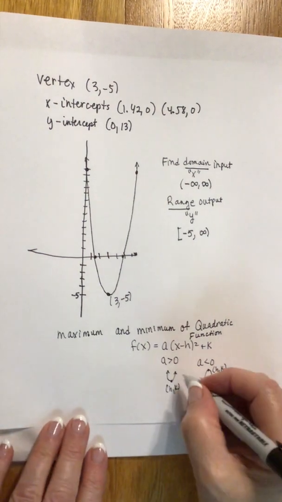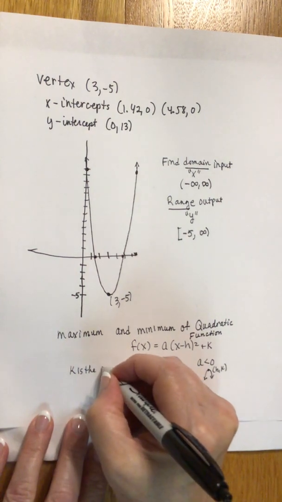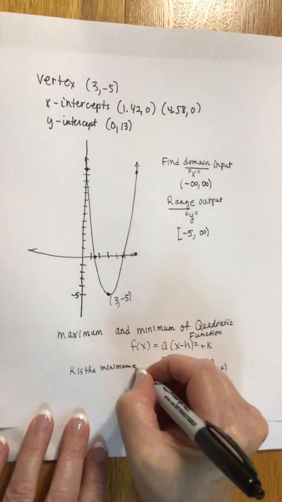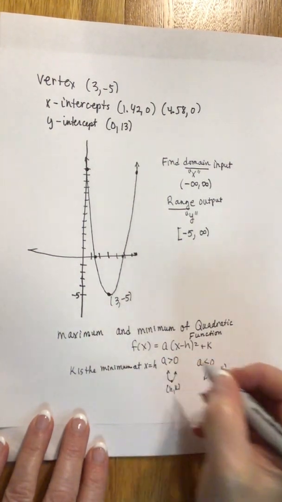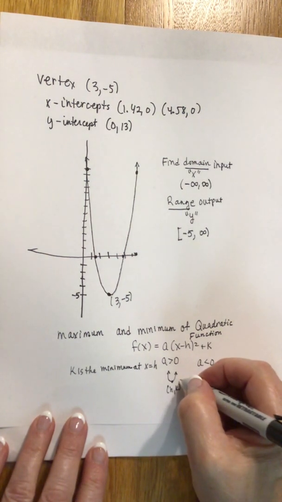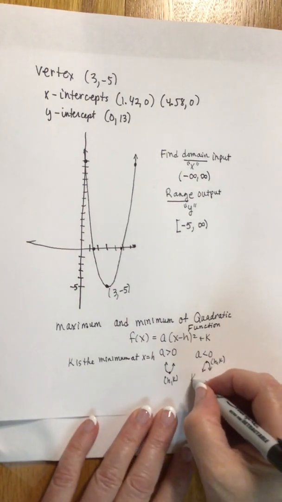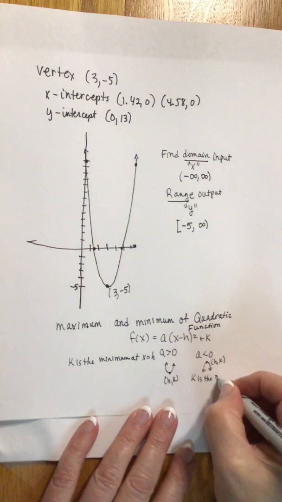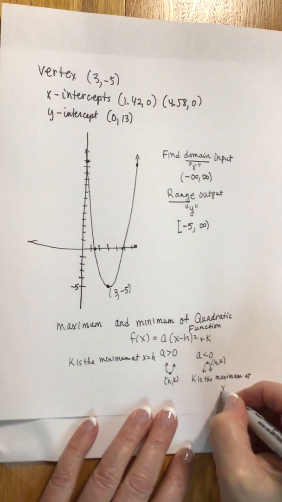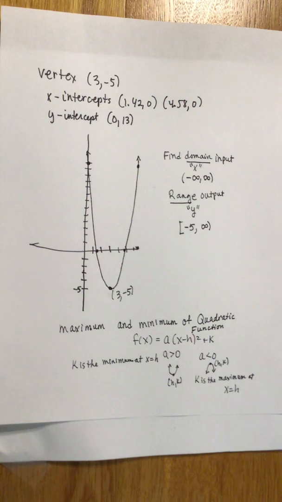So we're going to write this one as k is the minimum at x equals h. So k is the minimum, because that would be the y value, right? How far down we go. And you're going to do the same for this one, except we're going to say maximum. k is the maximum at x equals h. Okay, give everybody a chance to catch up to that first.